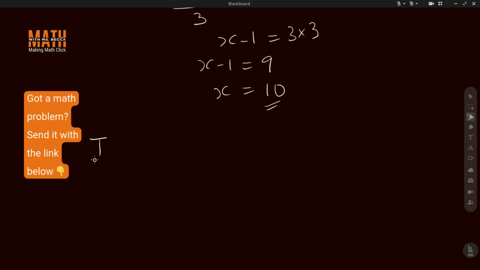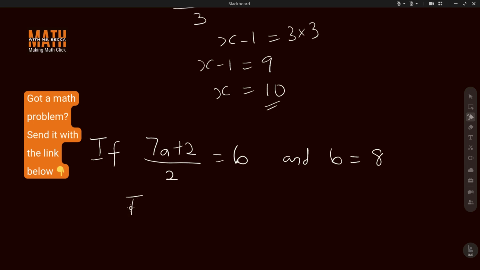If (7a + 2)/2 equals b, and b equals 8, find a. Let me know what you get in the comments.